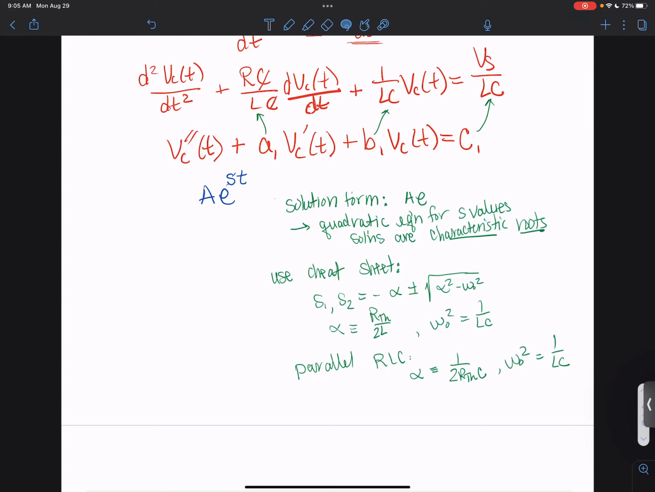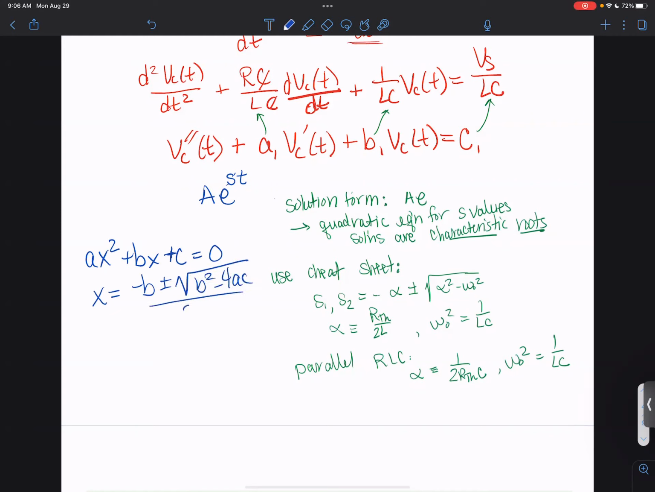And if you remember from the solution of a quadratic equation, I'll use x, a quadratic equation ax squared plus bx plus c, when it's equal to zero, has x equal to minus b plus or minus the square root of b squared minus 4ac over 2a. So it has this form.